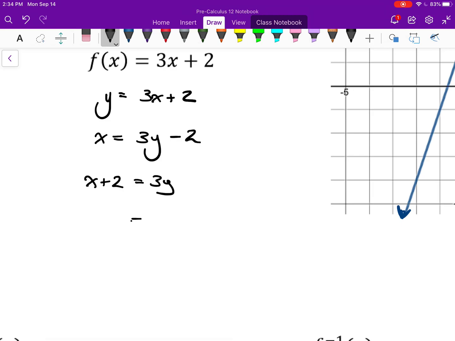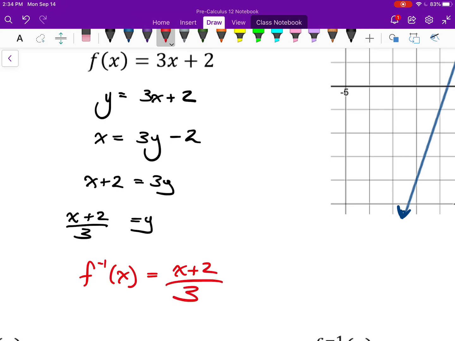Divide by 3. y equals (x plus 2) over 3, which means the inverse of f I can write as (x plus 2) over 3. So what does that look like? Well, I can figure it out, but it's not terribly helpful.